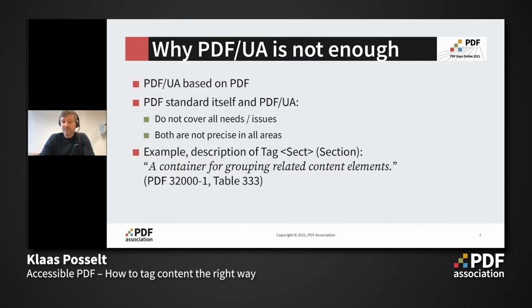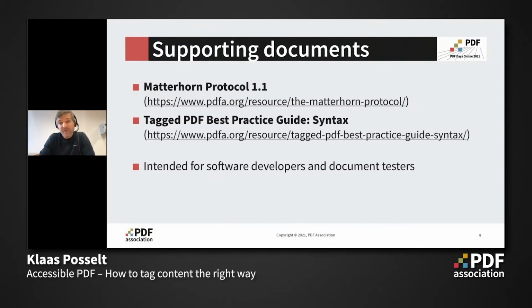To help developers or people dealing with such kind of content, the PDF Association developed two documents. One is the Matterhorn Protocol. Boris spoke about this one briefly before. And the second one is the Tag PDF Best Practice Guides. You can find both publications on the PDF Association website. They are free for download. The main intention is to help developers and document testers to produce better files, or the right ones.